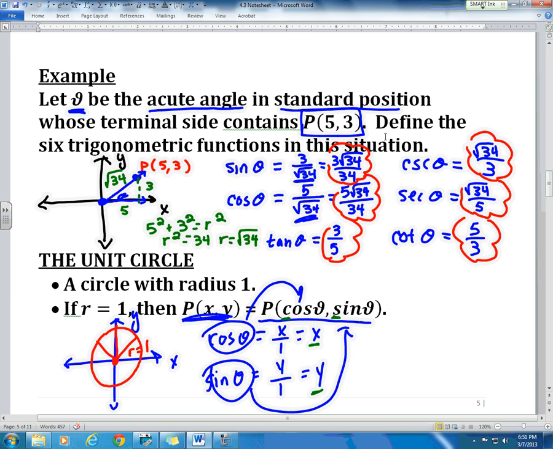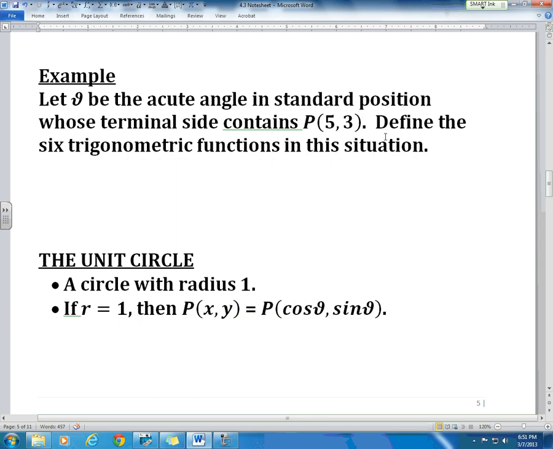So if you have a unit circle, then in a unit circle situation, cosine is equal to the x coordinate, sine is equal to the y coordinate. You don't even have to bring the radius into play because it's equal to 1. So we're going to rely pretty heavily on this idea of the unit circle with some of our work in the future, just because it makes things a little bit easier.